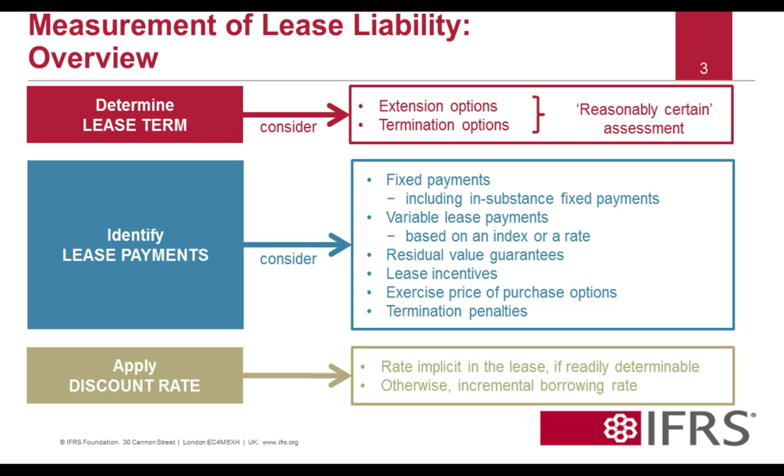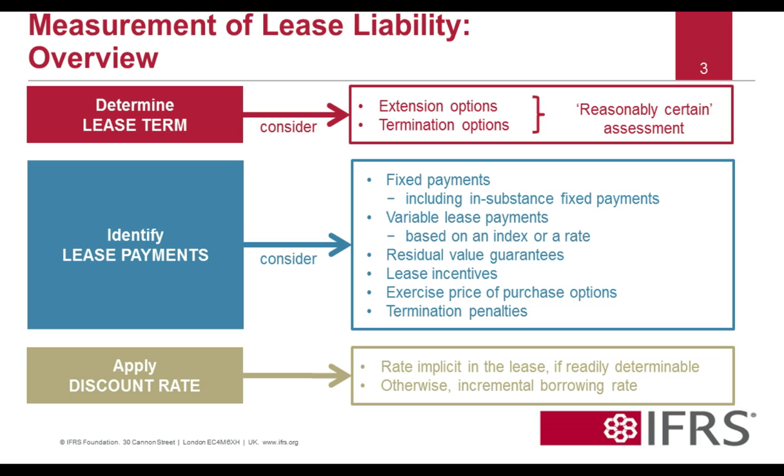Essentially, the lease liability at the start of a lease is measured at the present value of the lease payments that will be made during the lease term. That means measuring the lease liability is effectively a three-step process. First, a lessee needs to determine the lease term. Then it needs to identify the lease payments that will be made during that term. And finally, it needs to apply an appropriate discount rate to those lease payments to arrive at the lease liability.